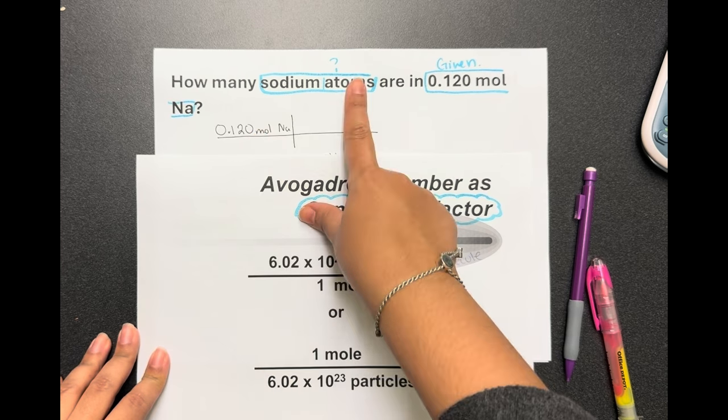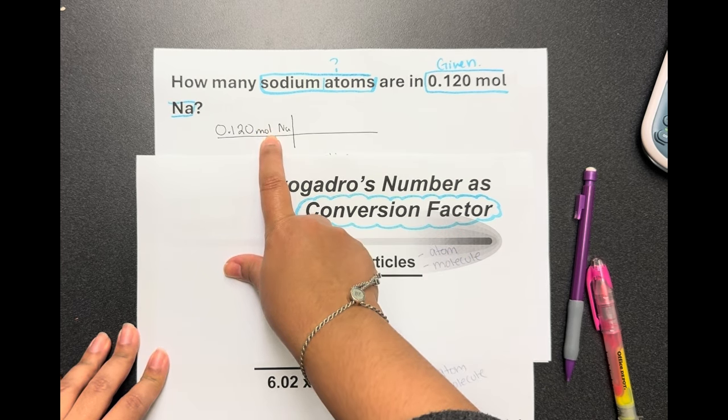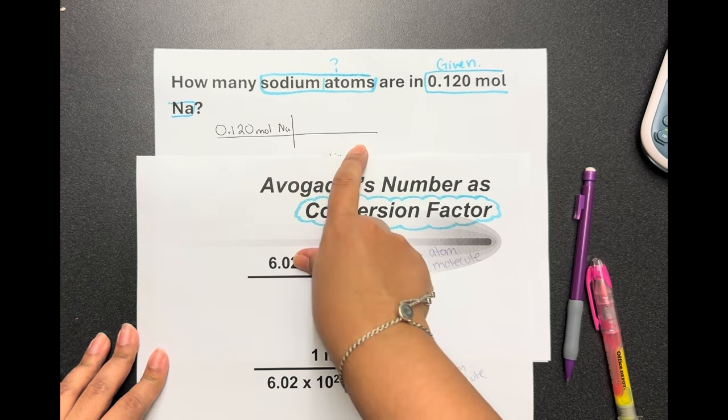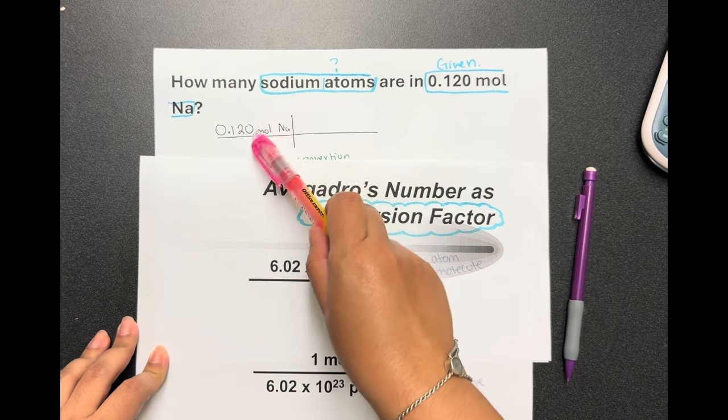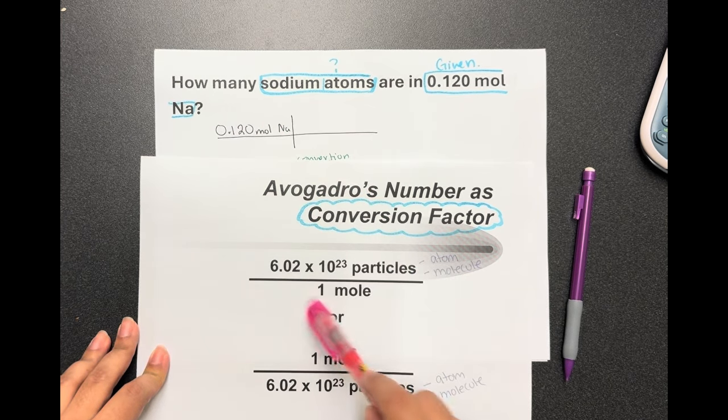And it's asking me for atoms. The only way for me to get rid of moles is to divide by moles. So if I want to cancel out this unit of moles, I need to have moles here in the bottom, meaning that I'm going to use this one that has moles in the bottom.